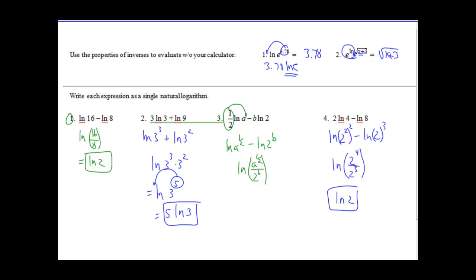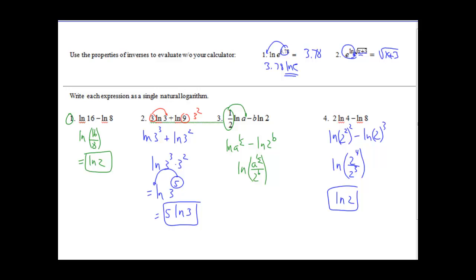Welcome back. If you notice, we get 5 times the ln of 3 and ln of 2 for 4. What I first did over on number 2, took the 3, brought the 3 over to the exponent here, changed the 9 to 3 squared. The plus signifies multiplication, so we really have 3 cubed times 3 squared, which is 3 to the 5th.